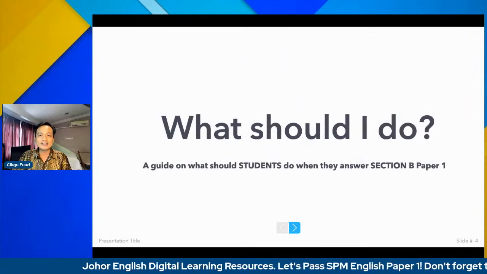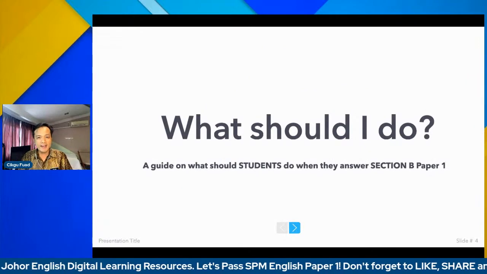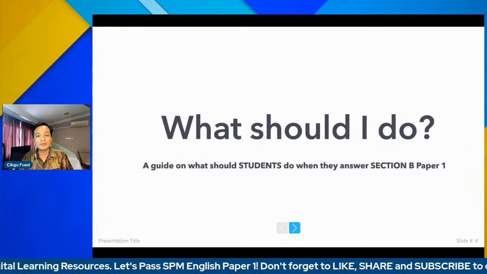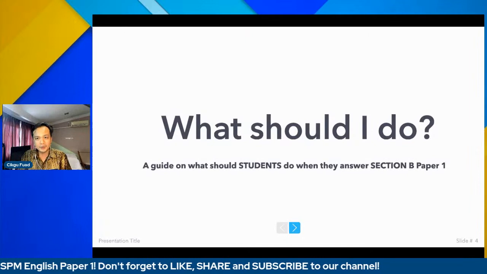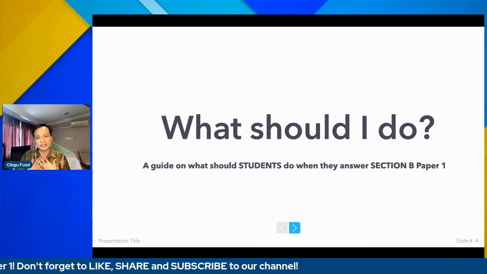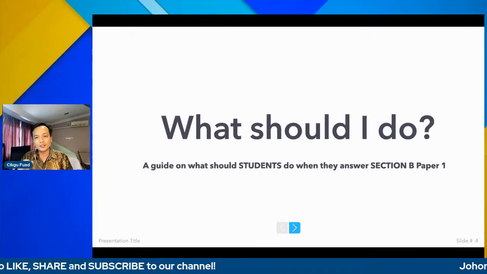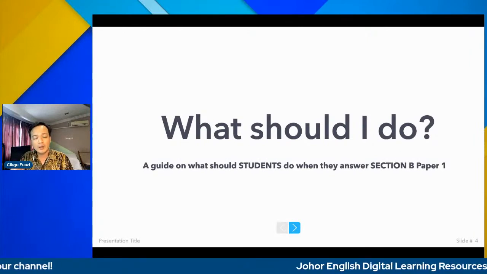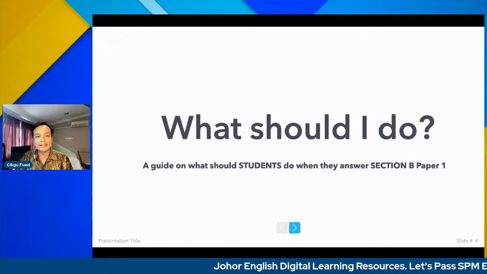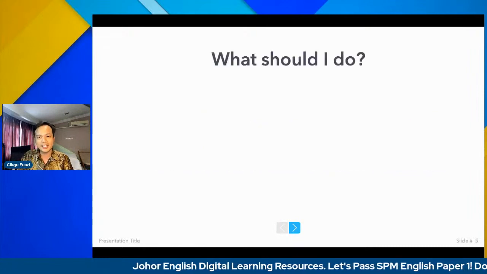Okay, now this is a question where everyone asks themselves whenever they receive the question. Bila dapat soalan, you akan tanya diri you, what should I do? Apa yang patut saya buat? So this is a guide for students when they answer section B, paper 1, in order for them to pass. Macam mana nak lulus? Okay.